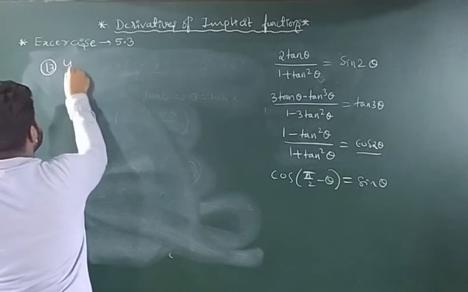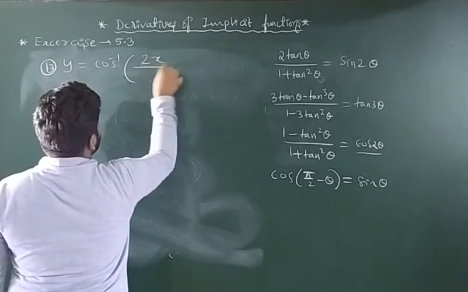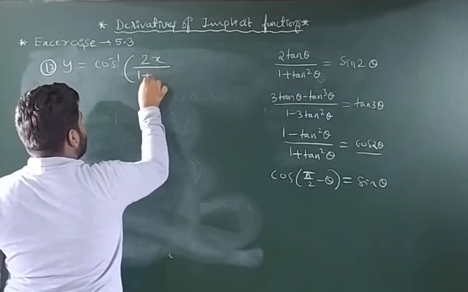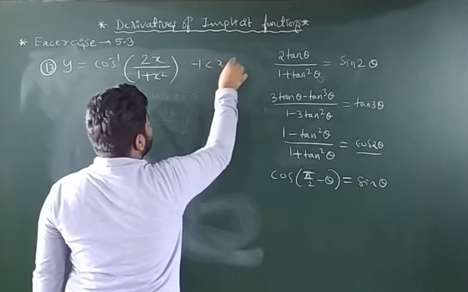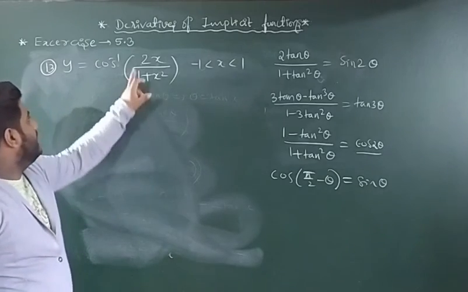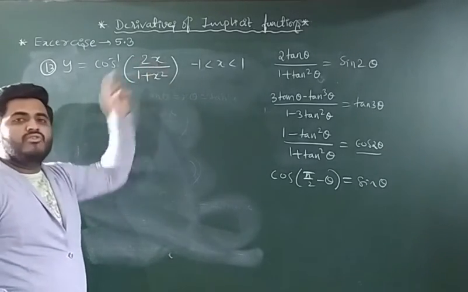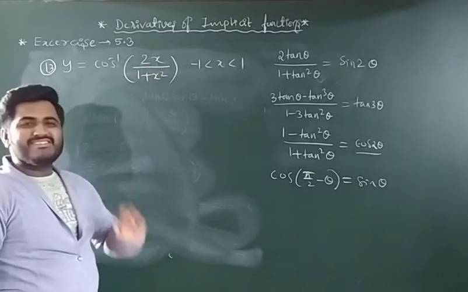y equal to cos inverse of 2x divided by 1 plus x square, where x is in between minus 1 and 1. So in the range of cos only, we can apply the formula. So when we put x equal to tan theta, what are we getting? 2 tan theta divided by 1 plus tan square theta.